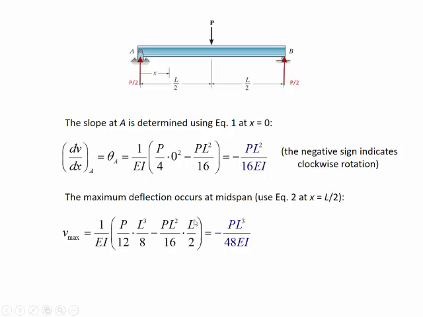And then we have just substituted x equals L over 2 into the term that was corresponding to the first constant of integration. So we simplify that expression, and we find that the maximum deflection would be minus PL cubed divided by 48 times the flexural rigidity. And the negative sign here indicates that the deflection is going downwards. So when we have a positive sign for V, deflection is going upwards. When we have a negative sign, the deflection goes downwards.